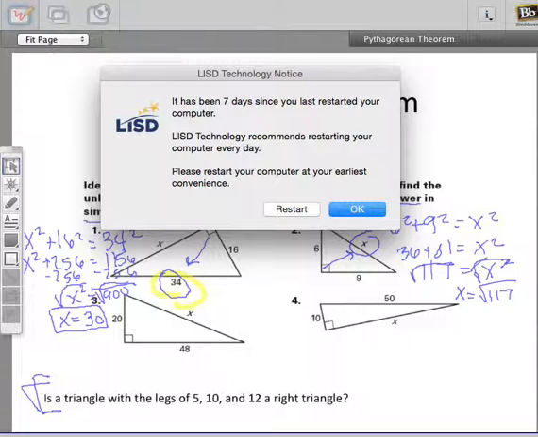Is a triangle with the legs of 5, 10 and the hypotenuse of 12 a right triangle? If ever you're trying to figure out if a triangle is a right triangle, you just want to plug it into the Pythagorean theorem, 5 squared plus 10 squared, and see if it equals 12 squared. So 5 squared is 25, 10 squared is 100, equals 144. 25 plus 100 is 125. Does that equal 144? No, it does not. So this is not a right triangle.